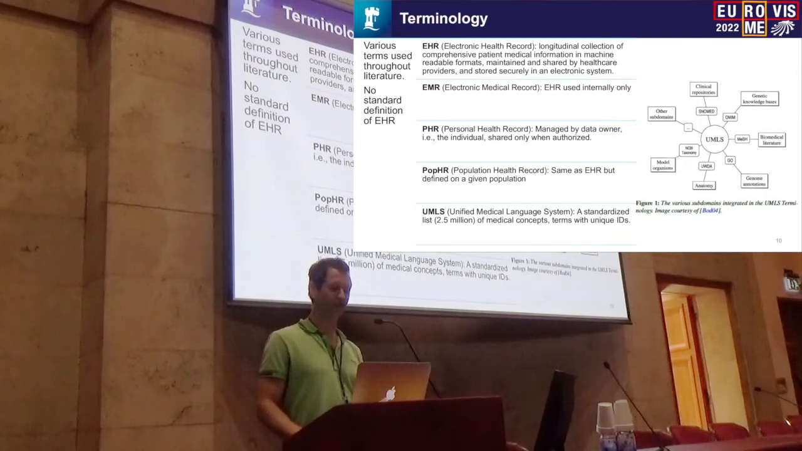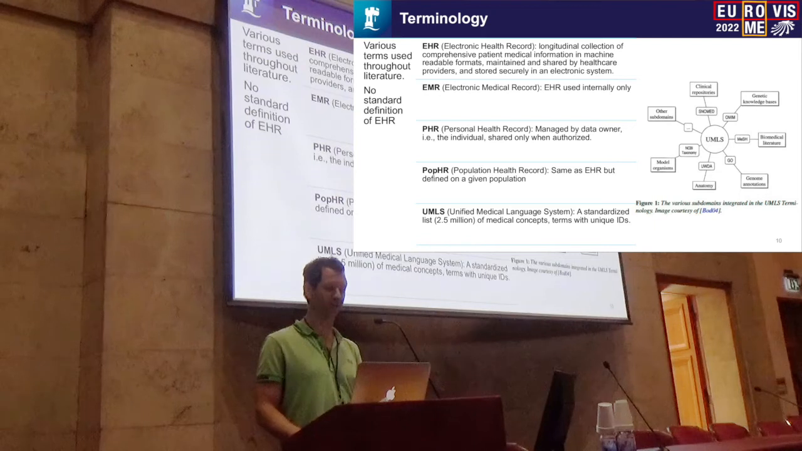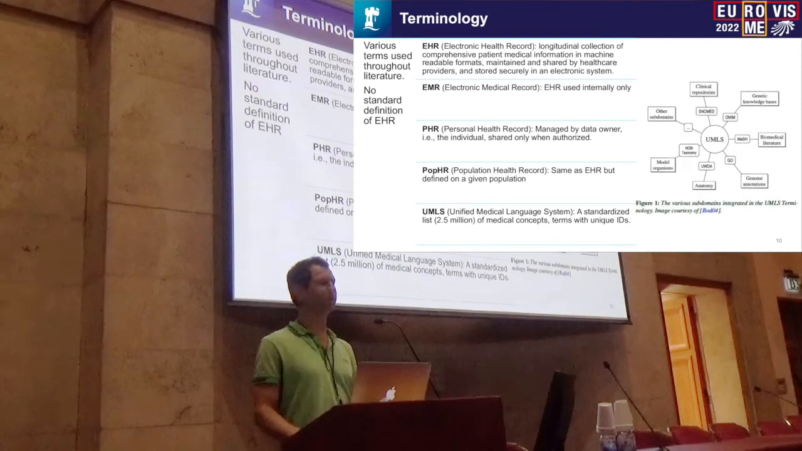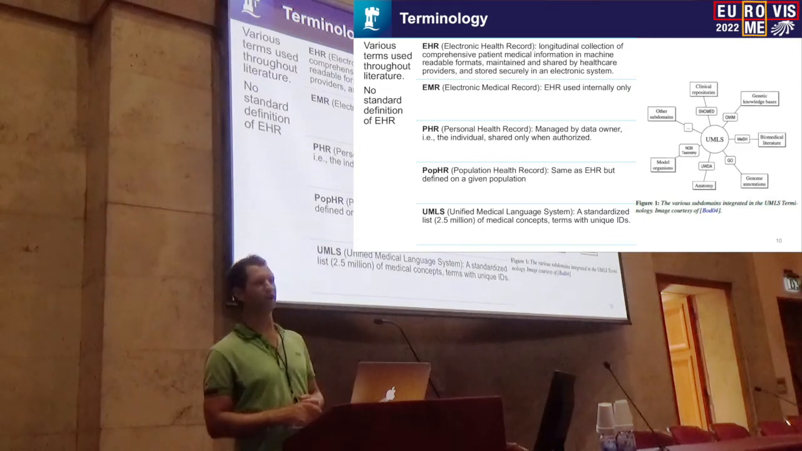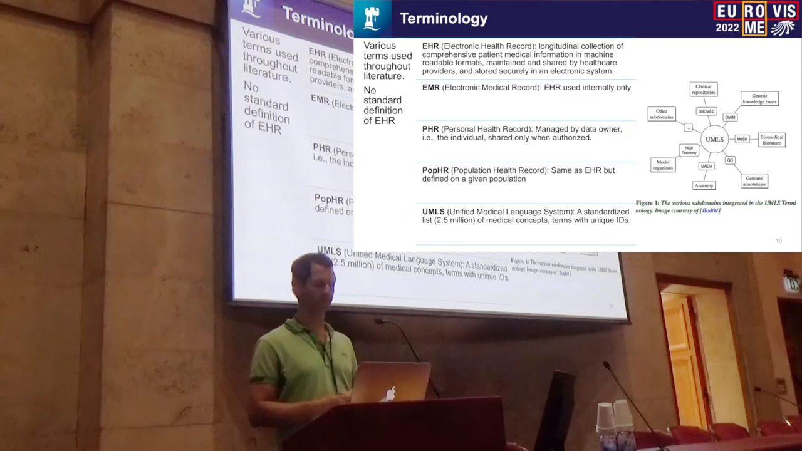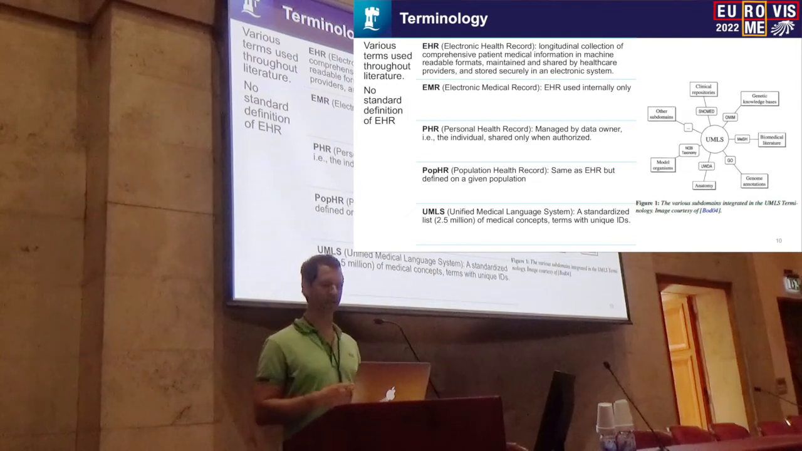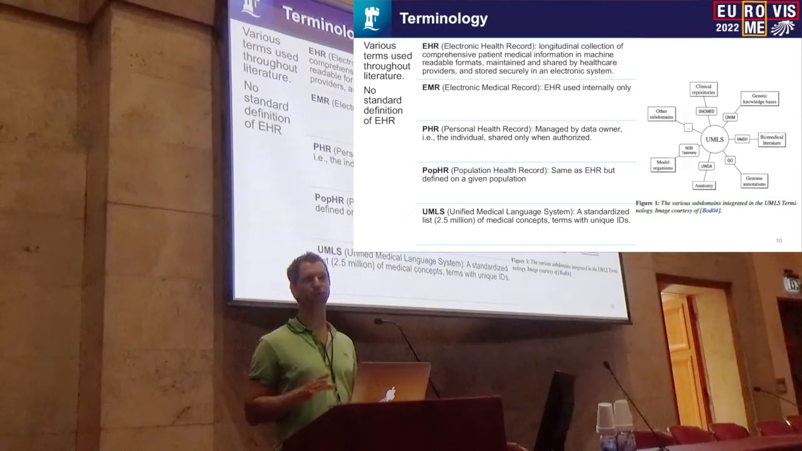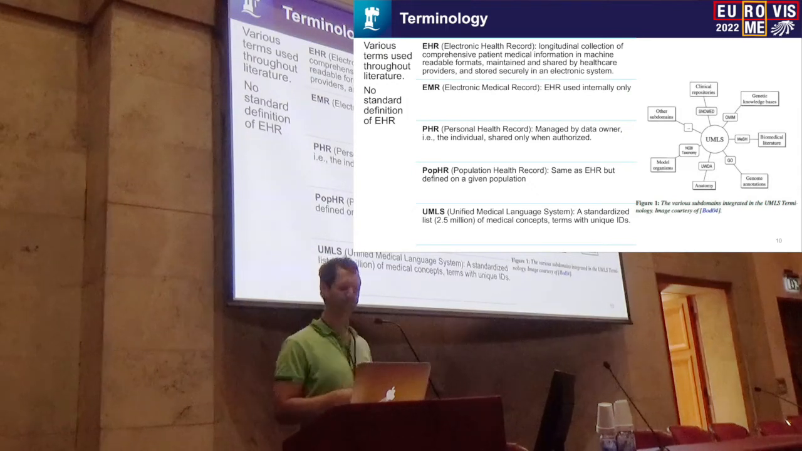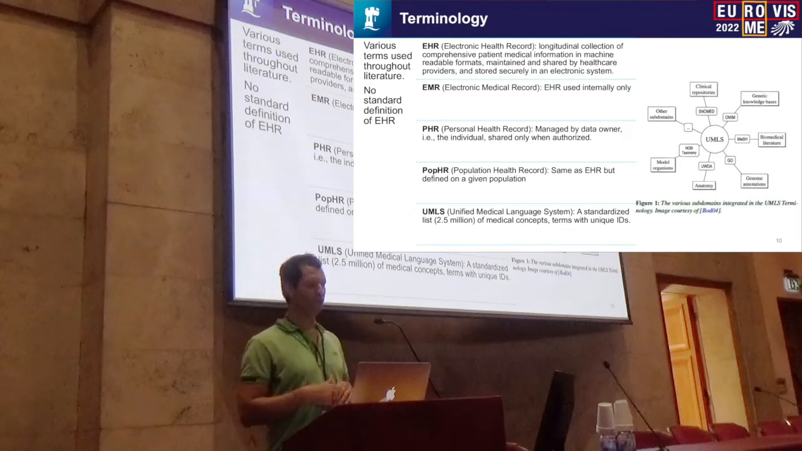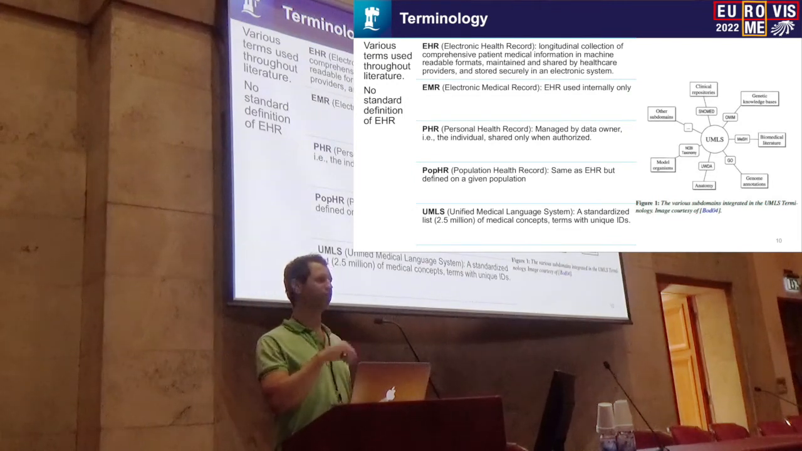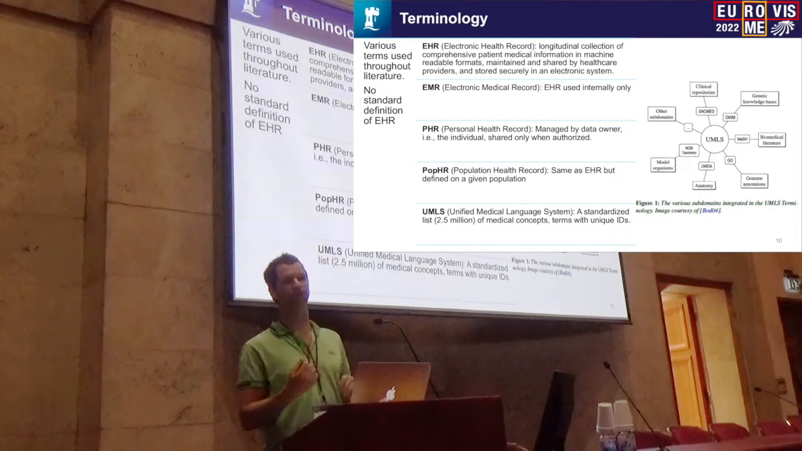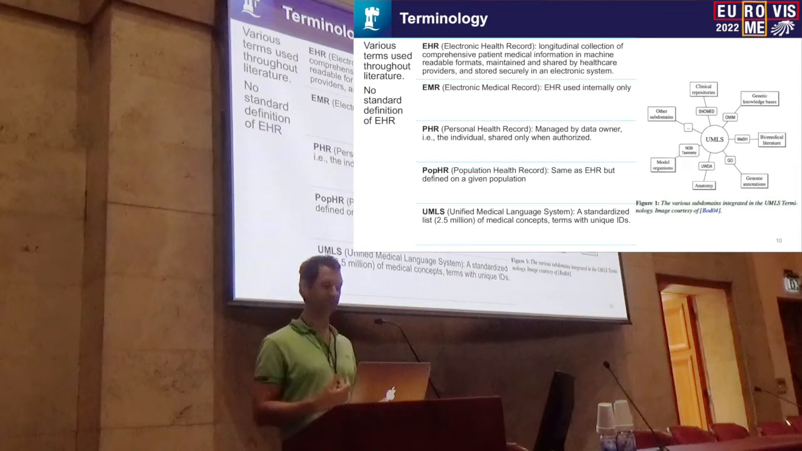A longitudinal collection of comprehensive patient medical information in machine-readable formats, maintained and shared by healthcare providers, and stored securely in an electronic system. You'll find several different definitions of EHRs. This is the one that we like the best, basically. And then there are several variants on this theme, like electronic medical records. This is a version of EHRs that are only used internally and not shared externally by whatever organization is using them. There are personal health records, where these are EHRs that are managed by the individuals from whom they stem. So the individual decides whether or not it can be used for analysis, and by whom, when, and so on.